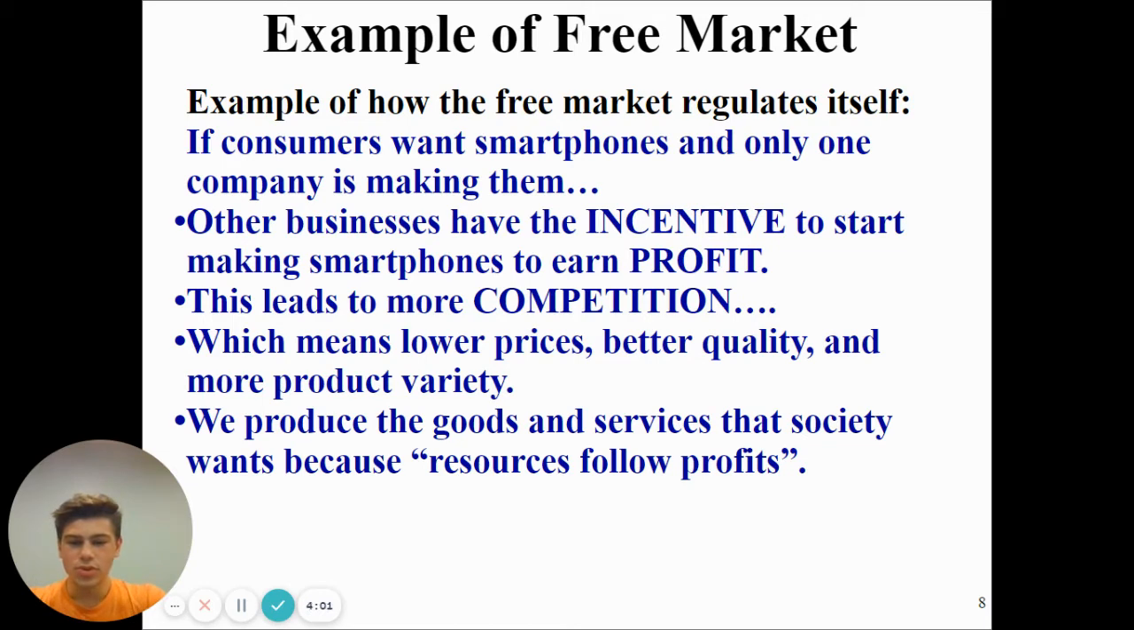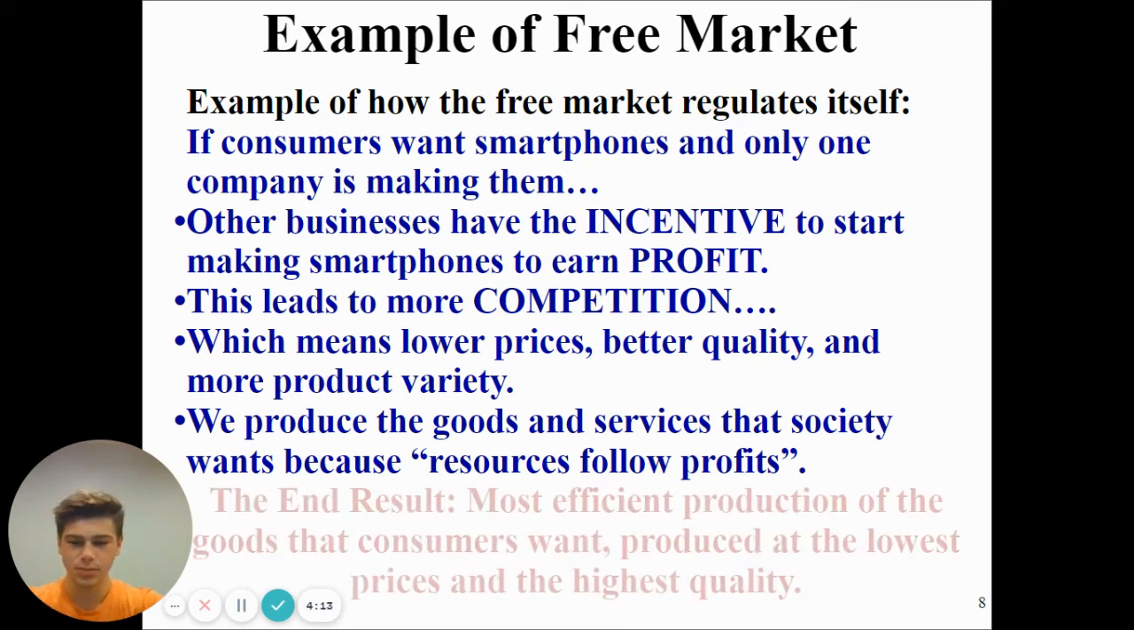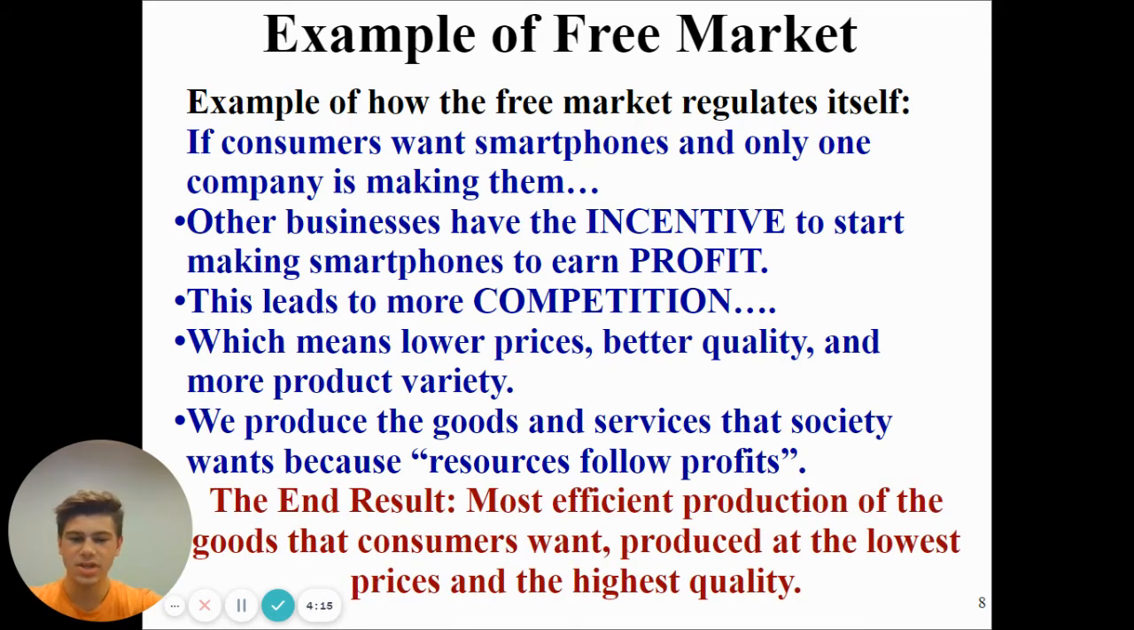And then we produce those goods and services that society wants because resource follows profit. If you ever watch Shark Tank, Mr. Wonderful always likes to say to follow the money. It's the same concept here. The end result is that you get more efficient production of the goods that consumers want, and they are produced at the lowest prices and the highest quality.